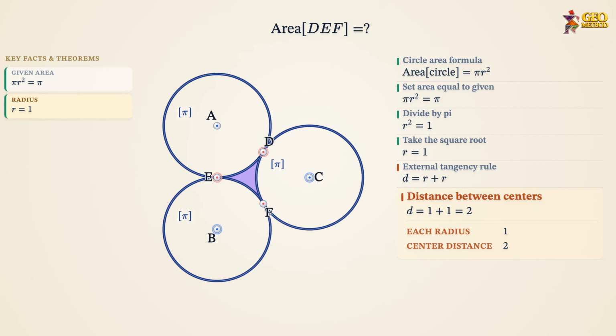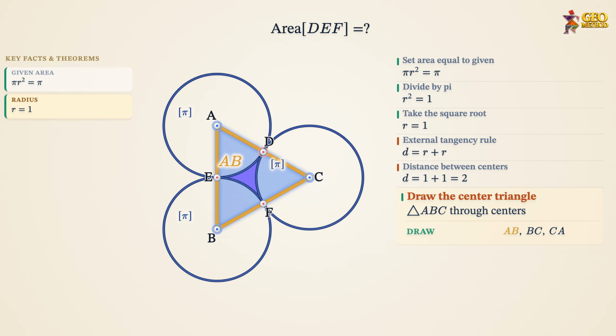Now draw the construction. Connect the three centers with the segments AB, BC, and CA to form triangle ABC. These joined center lines are the frame we measure the region against.